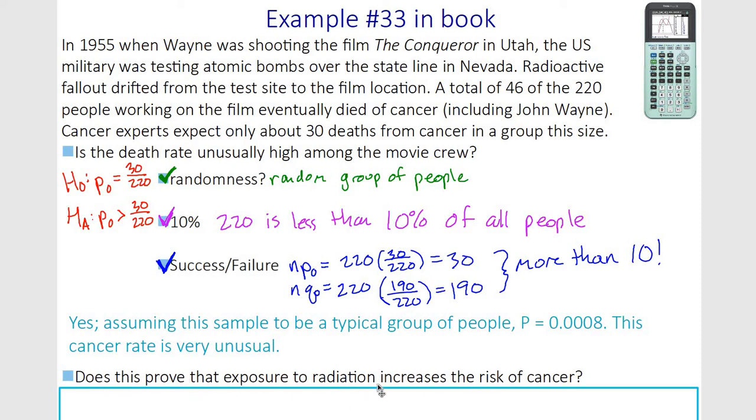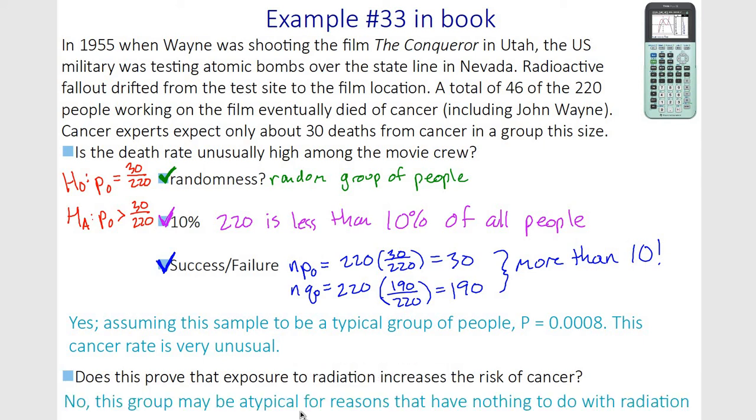Does this prove that exposure to radiation increases the risk of cancer? Right away, you should know the answer. No. We don't prove anything. This group may be atypical for reasons that may not have anything to do with radiation. We don't know. We don't know everything. You've got to be open.